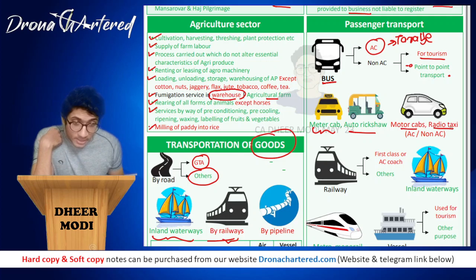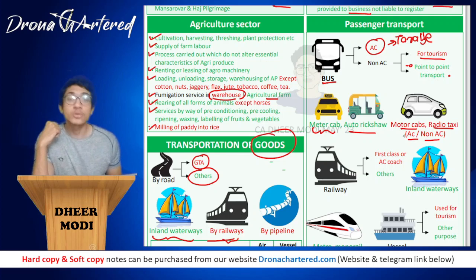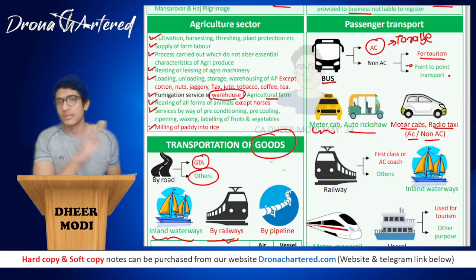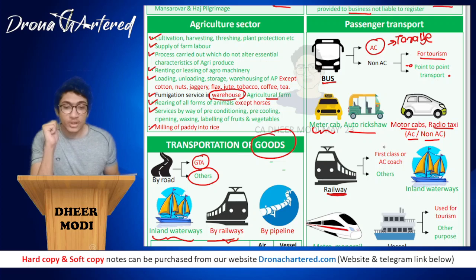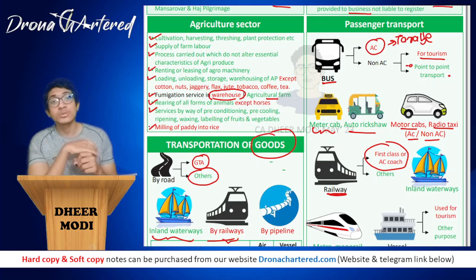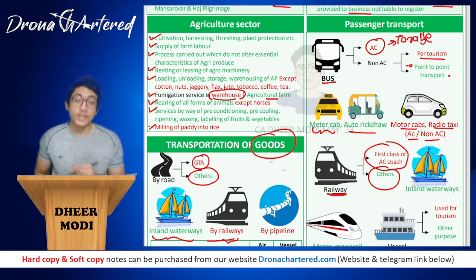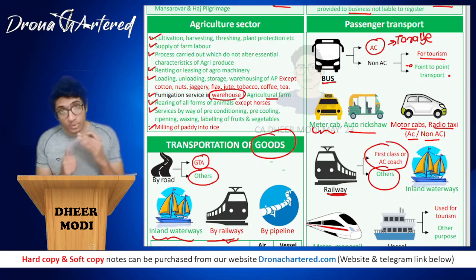Any motor cabs or radio taxi, whether AC or non-AC, does not matter. That means if you are booking through Ola or something, this will become taxable. That is your motor cabs or radio taxi, whether AC or non-AC, these will be taxable. There is no concept of exemption. For your railway, that is your train, any first class or AC coach will be taxable and all others are exempt. Your first class or your AC coach will be taxable because these are high standard quality traveling.